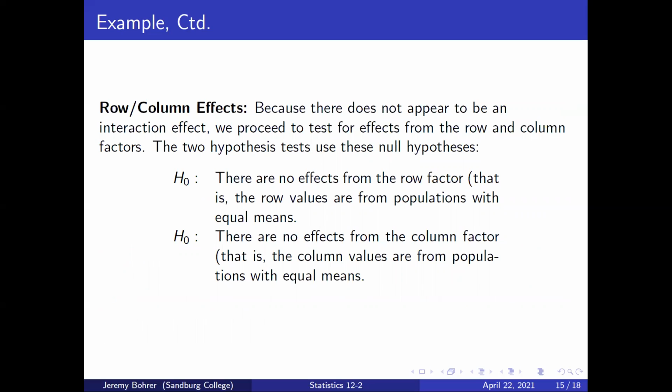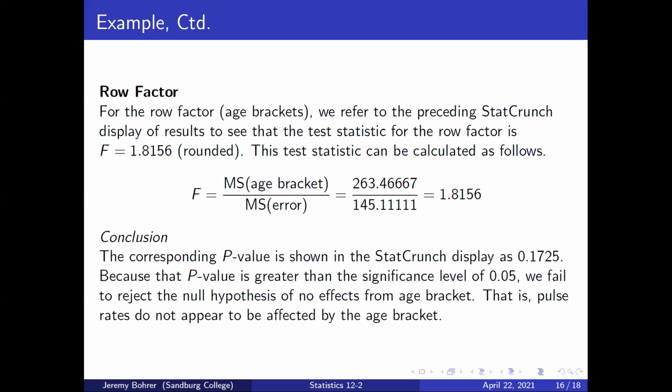Row and column effects. Because there does not appear to be an interaction effect, we proceed to test for effects from the row and column factors. The two hypothesis tests use these null hypotheses. H0: there are no effects from the row factor, that is, the row values are from populations with equal means. And H0: there are no effects from the column factor, that is, the column values are from populations with equal means.